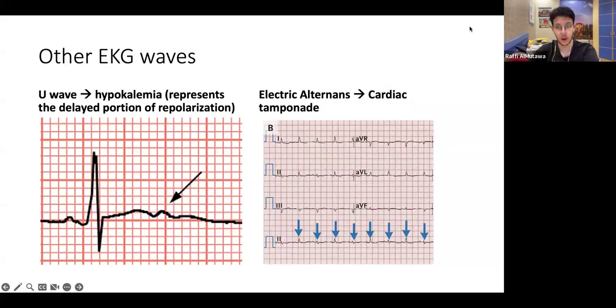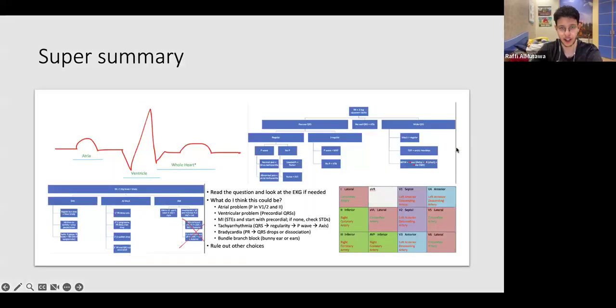All right. So some other facts that you guys might come across in terms of ECGs, the U wave, going back to it. With repolarization, the U wave only exists to represent delayed or inappropriate repolarization, and this happens in hypokalemia or low potassium. Electrical alternans, this is a sign you'll see in cardiac tamponade. If you see the QRSs alternate in height, this is a sign that you see for cardiac tamponade.